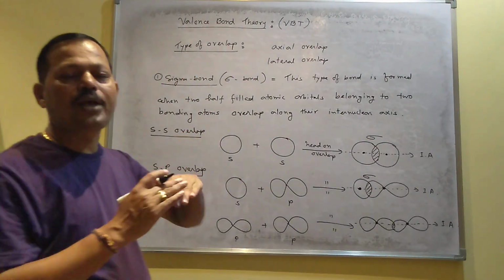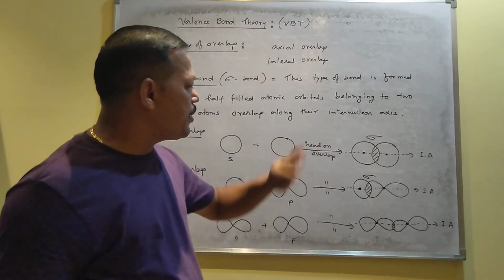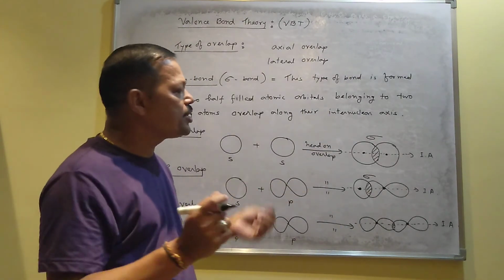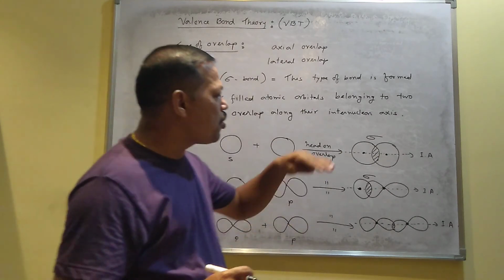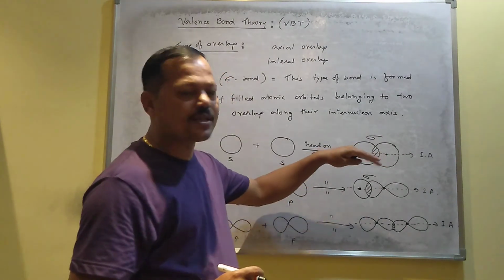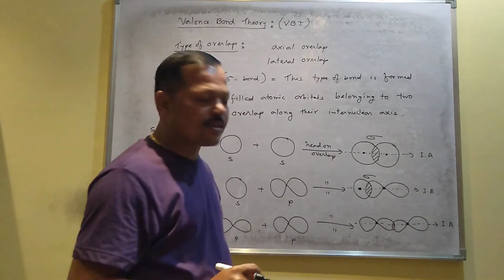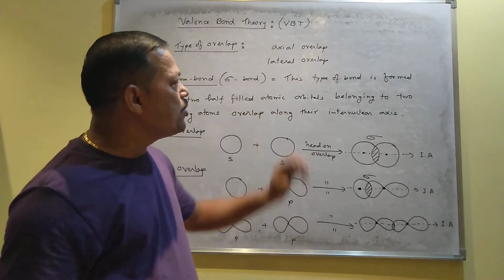A covalent bond can be classified as sigma and pi depending on the type of overlap. When head-on overlap takes place, always you will get a sigma bond, and a sigma bond always takes place in the overlap along their internuclear axis. So this is about your sigma bond.